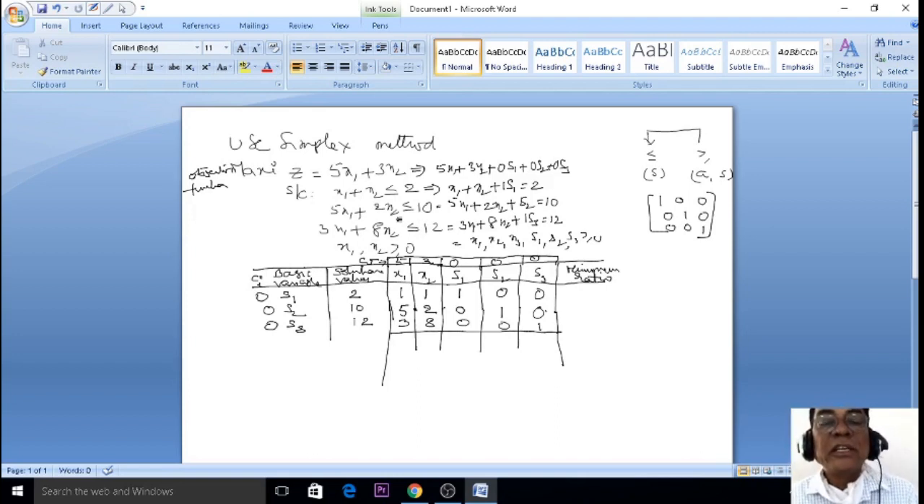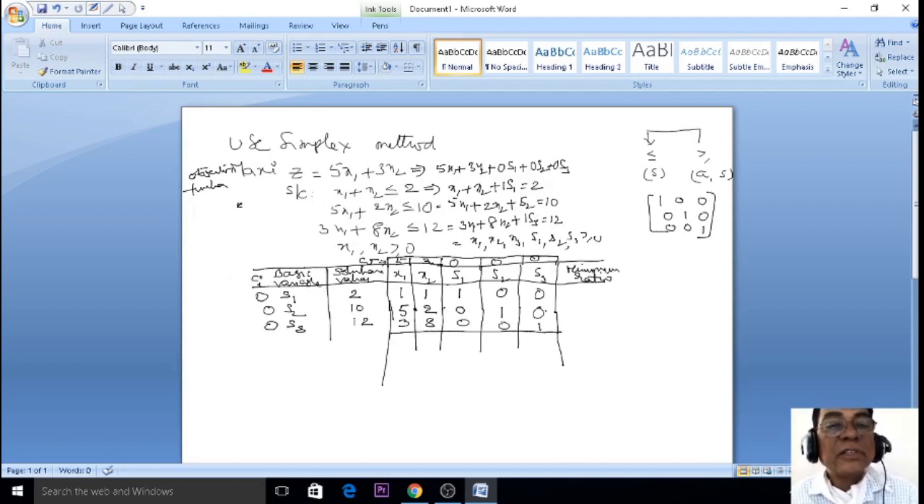If you want to convert inequality equations to equal equations, you have to introduce slack variables. Slack variables means S1, S2, S3. Then write down the inequality as equal equations, like this only. After that, take all values and enter them into the simplex table.